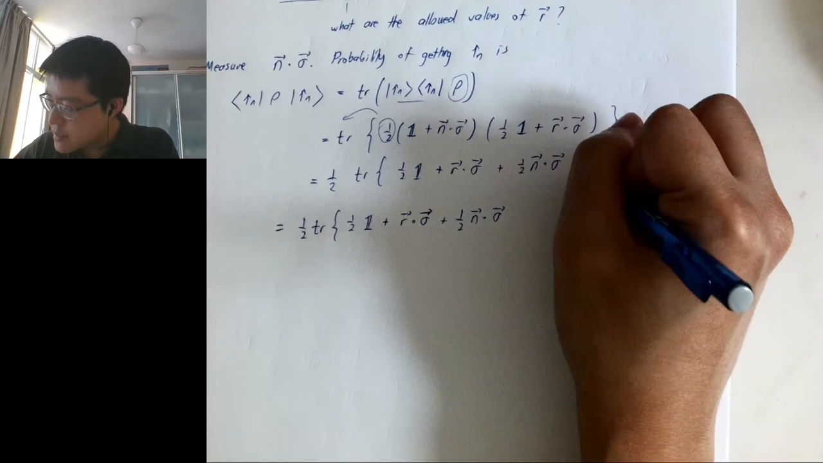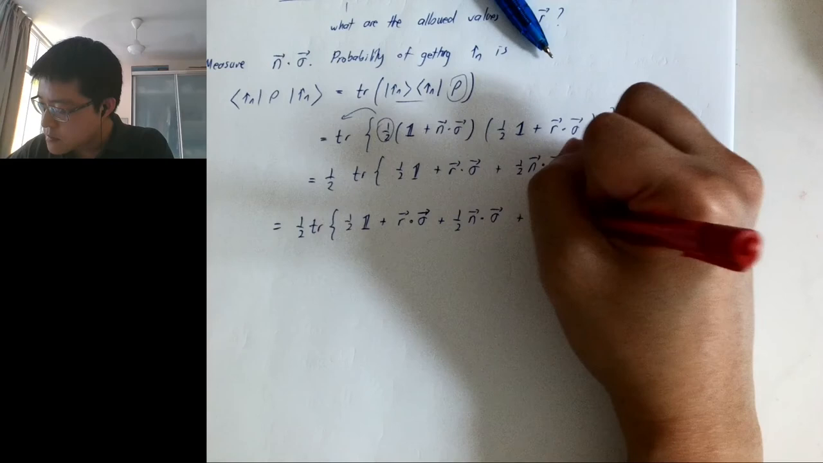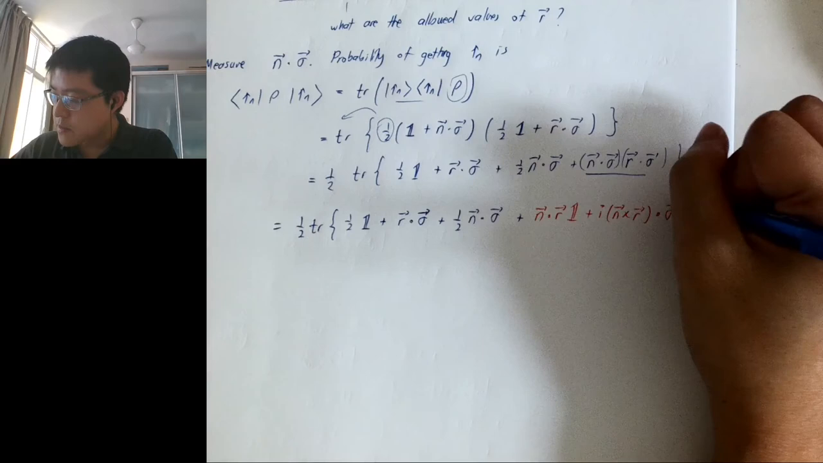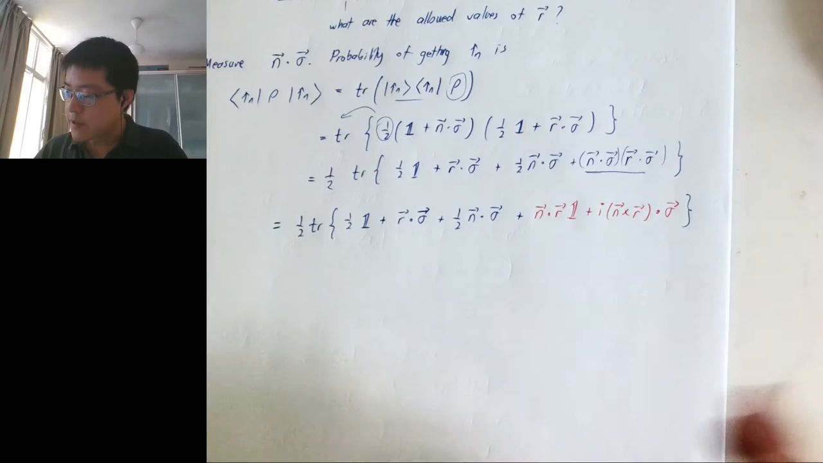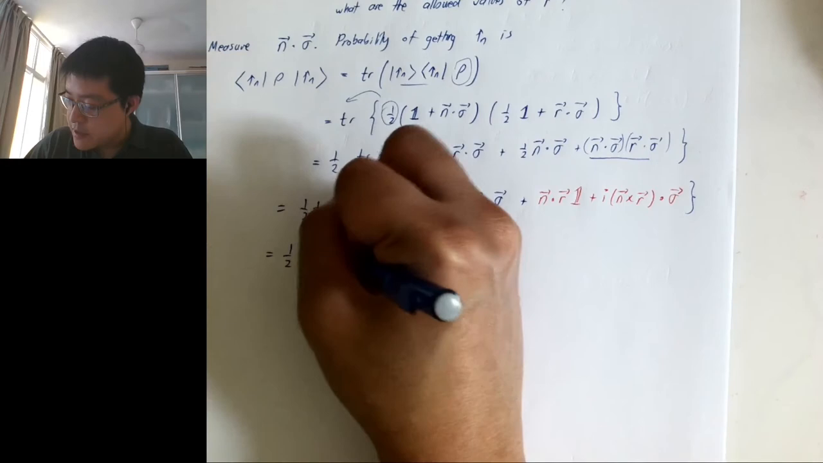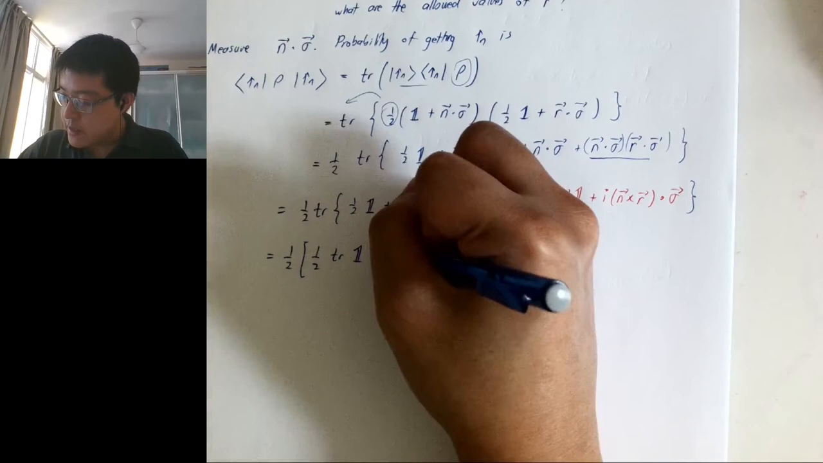Okay, so this last term here is n dot r identity plus i n cross r, right, dot sigma. Okay, so I close the bracket over here. And what do we have? Okay, so the trace is linear, and these are the sum. So basically, what I have here is a half trace of the identity. Okay, and then I got trace of r dot sigma plus half trace n dot sigma.